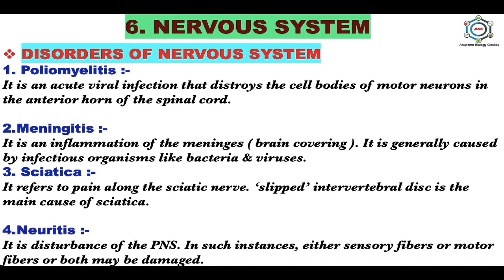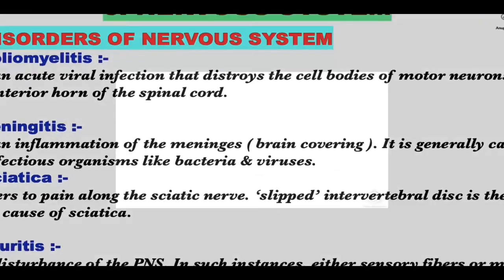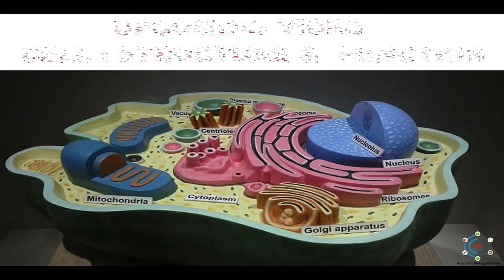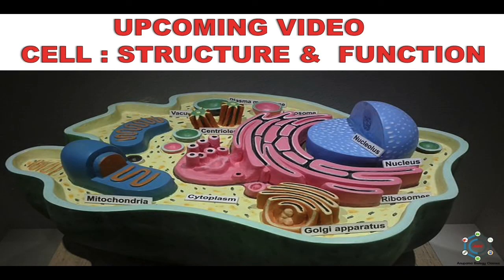Then last is neuritis. It is the disturbance of the PNS. In such instances, either sensory fibers or the motor fibers or both may be damaged. So, this is the end of diseases and disorders in humans, and this is the last video of the human physiology series. Now, the upcoming video is cell, their structure and function.